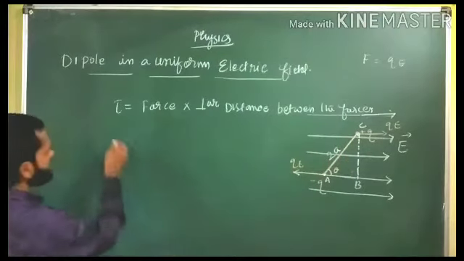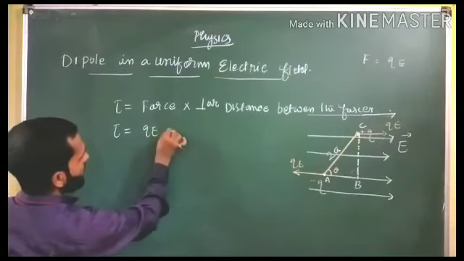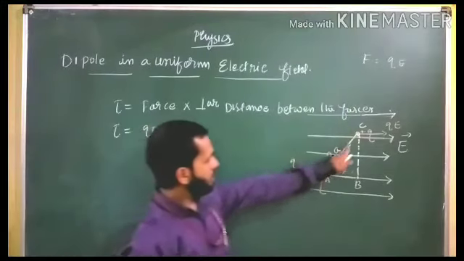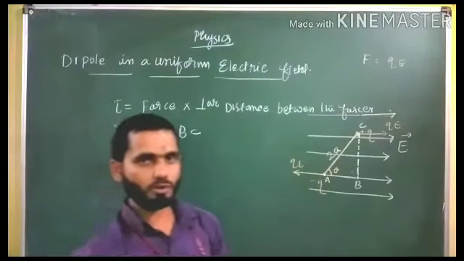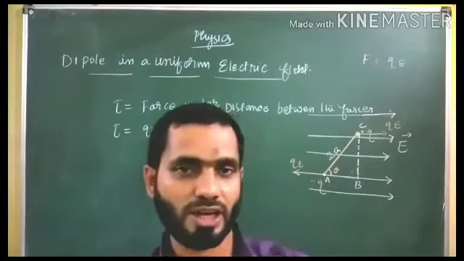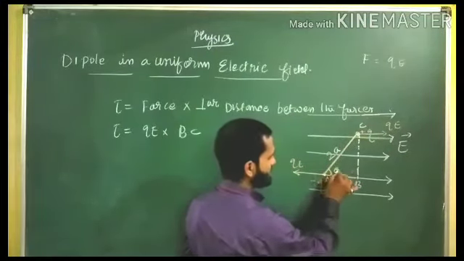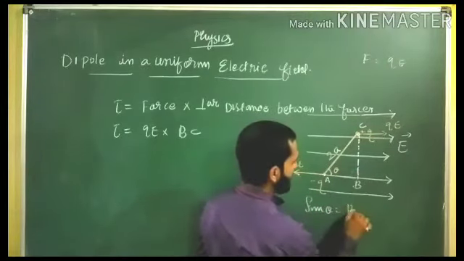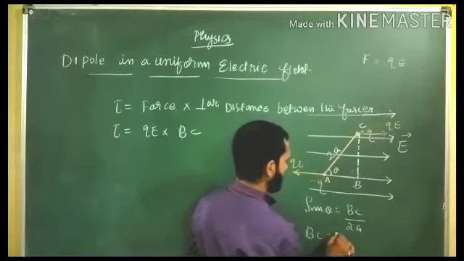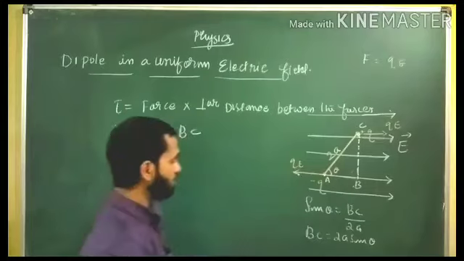Now here we will substitute. Torque is equal to force, Q into E, and perpendicular distance, that is BC. Now this BC value we want to change by using a trigonometric ratio. This is a right angle triangle ABC, and here it is theta degree. So sin theta is equal to the opposite side BC divided by the hypotenuse, 2a. So BC will be equal to 2a sin theta. So this is the value of BC.